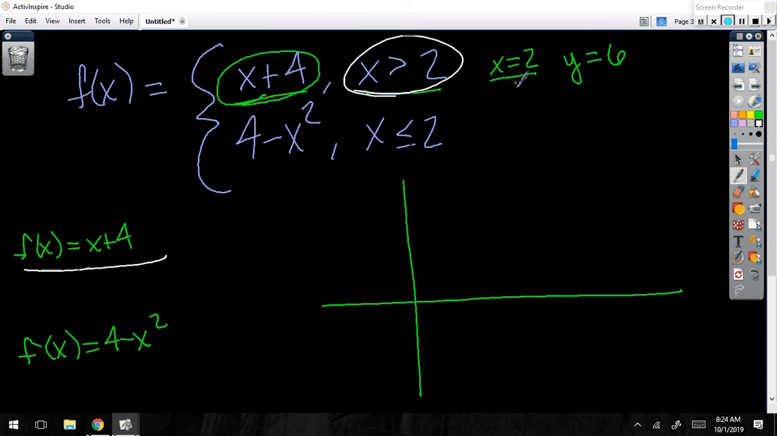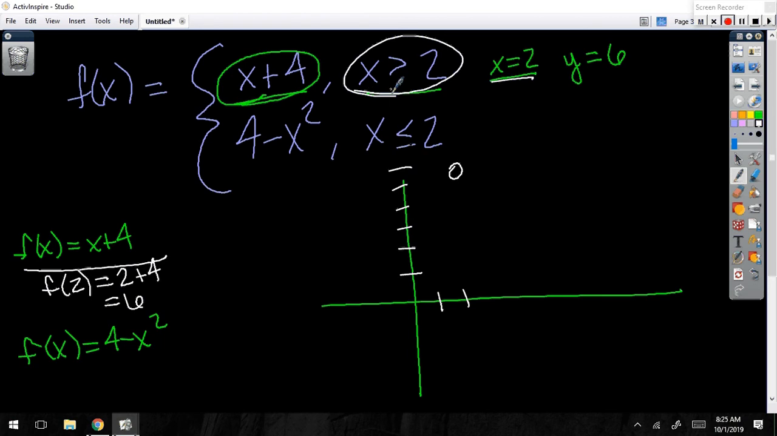Okay? So if I want to know what is x equals 2, I plug it in. 2 plus 4 is 6. So I get the point 2, 6. 1, 2, 6. It's an open dot because there's no line under here. Right?